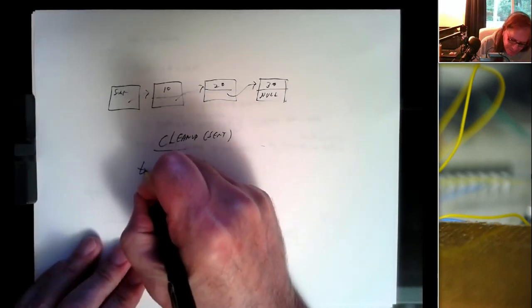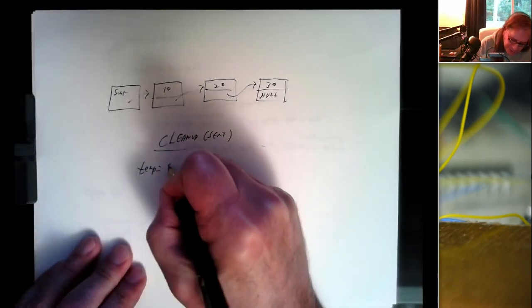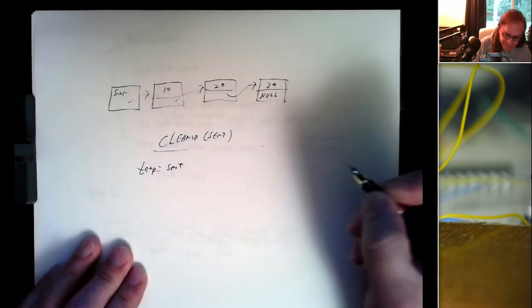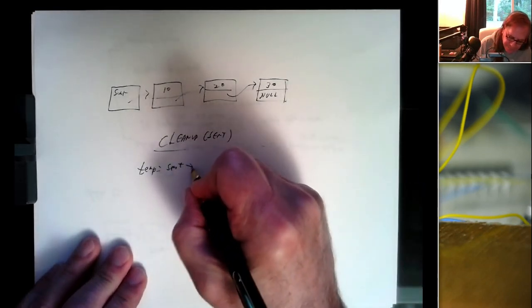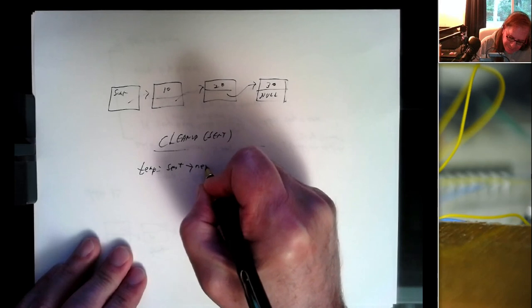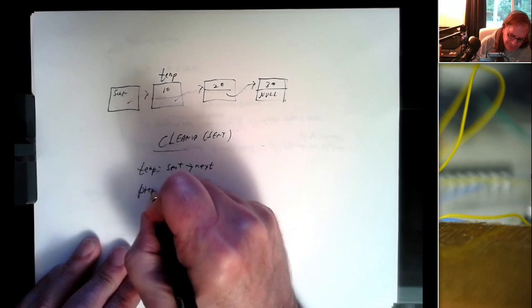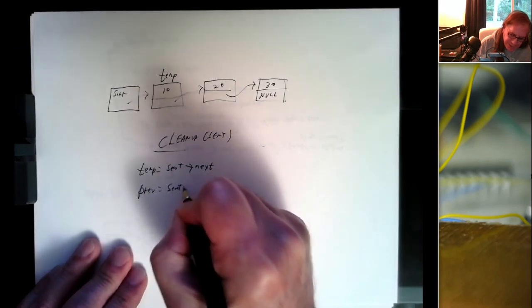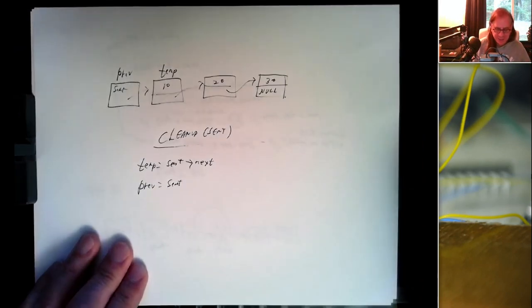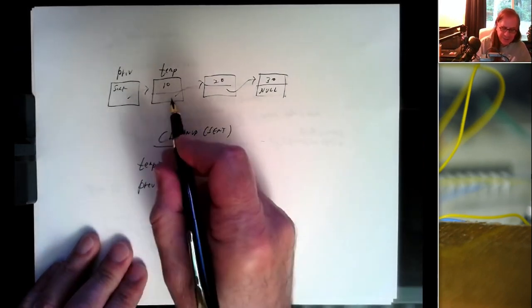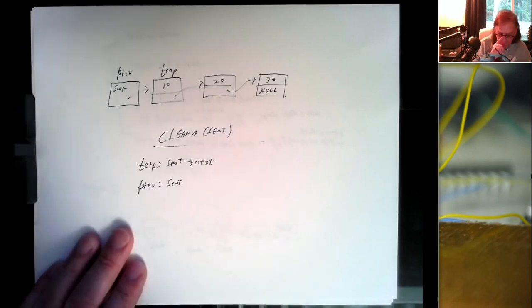So we can start off with something like temp equals sent. And let's set temp equal to sentinel next. So this is our temp. And let's record previous equals sent. So we seed the whole algorithm by saying here's the previous node, here's our current node.